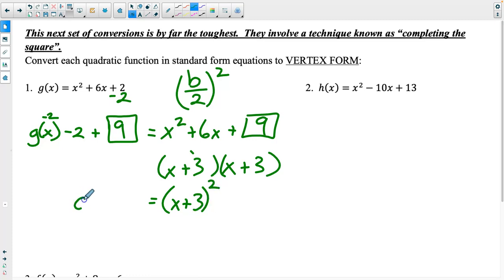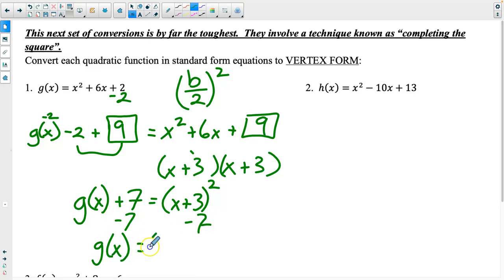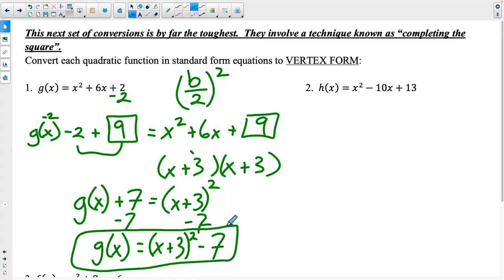And I'm going to put this down here. So g of x plus 7. I just combined these two things. I need to get that over. So I'm going to minus 7, and I get g of x is equal to x plus 3 squared minus 7. What's the vertex of this function right here?